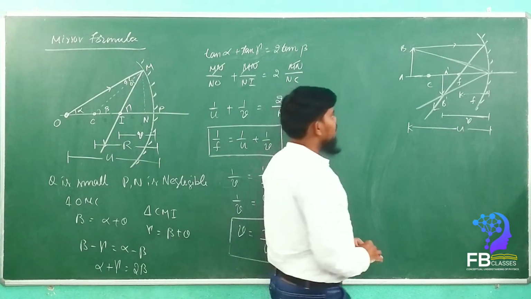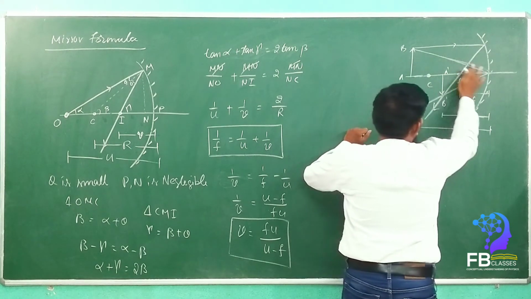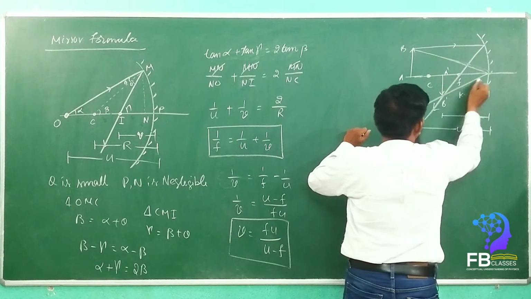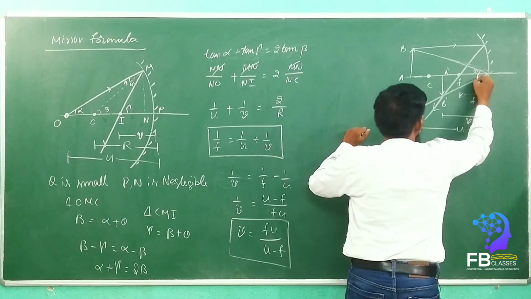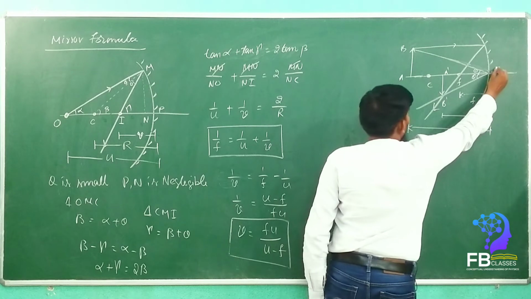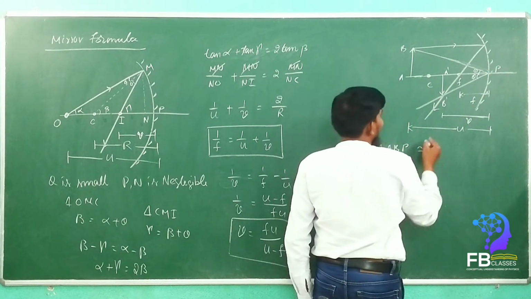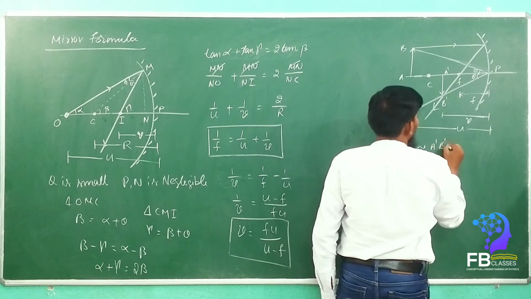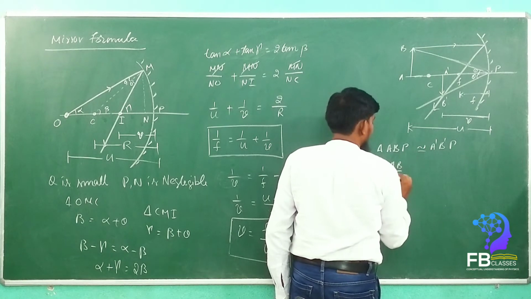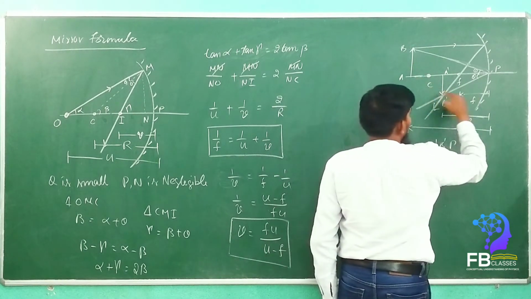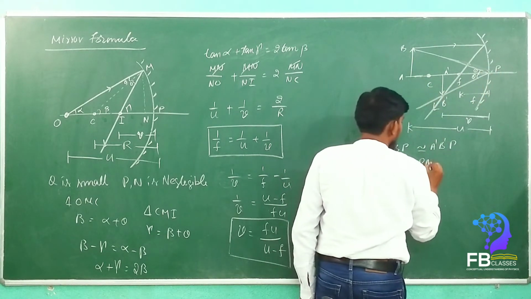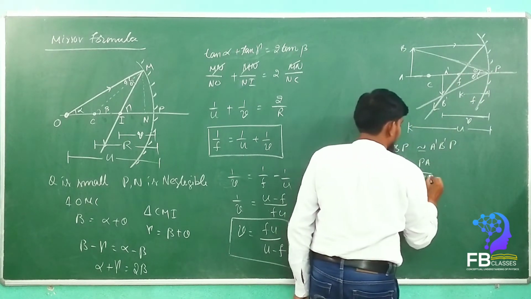Got it? See here, from the triangle, this triangle is similar to this triangle. Are you getting my point? Because this theta and this is also a theta, triangle ABP is similar to triangle A dash B dash P. Now what will happen? AB upon A dash B dash is equal to PA upon PA dash. Are you getting my point?